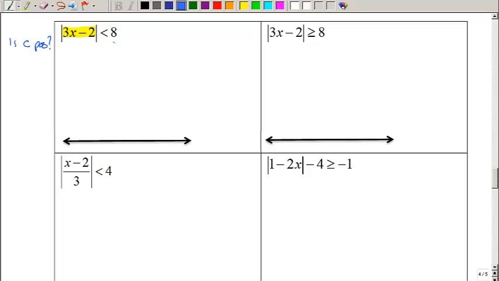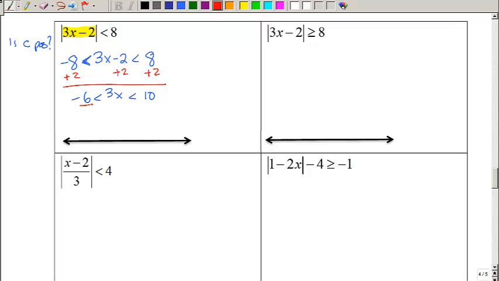This is a less than problem, so this is a less than which. My expression 3x minus 2 is going to be the inside of my sandwich. I have a positive 8 on the right and a negative 8 on the left. And I'm going to solve this compound inequality by adding 2 to all three sides and then dividing all sides by 3. My inequality notation answer is -2 is less than x, which is less than 10/3, which I can now graph.